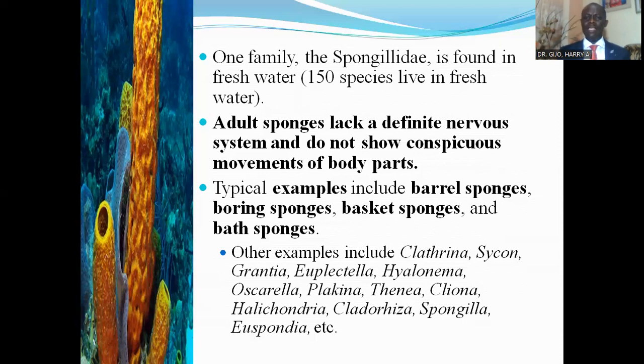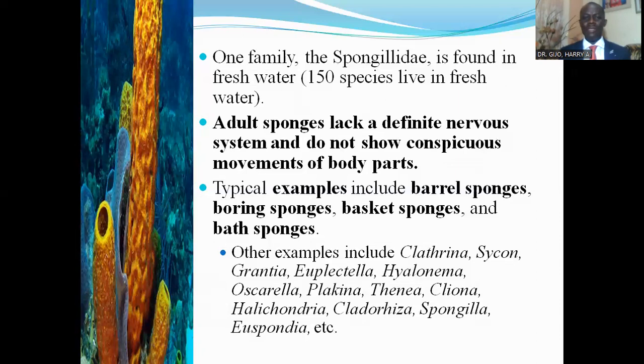Adult sponges lack a definite nervous system and do not show conspicuous movements of body parts. There's no part of the organism you can easily refer to as a brain or spinal cord. Just as we said earlier, they lack specialized tissues and organs. Just like plants that are stationary and completely sessile, these sponges cannot move. They do not show conspicuous movement.